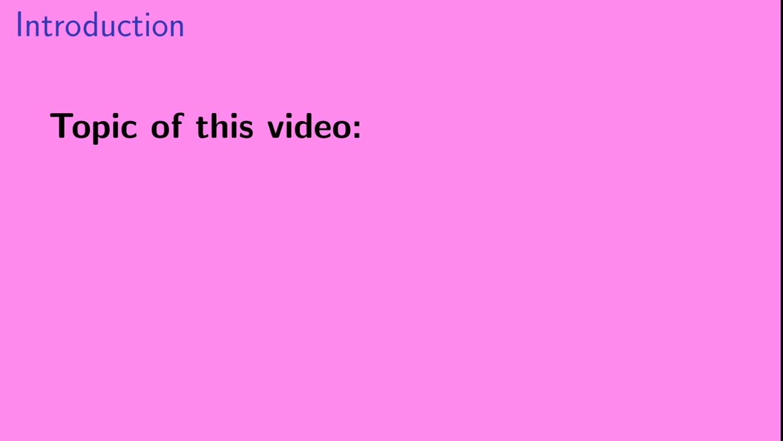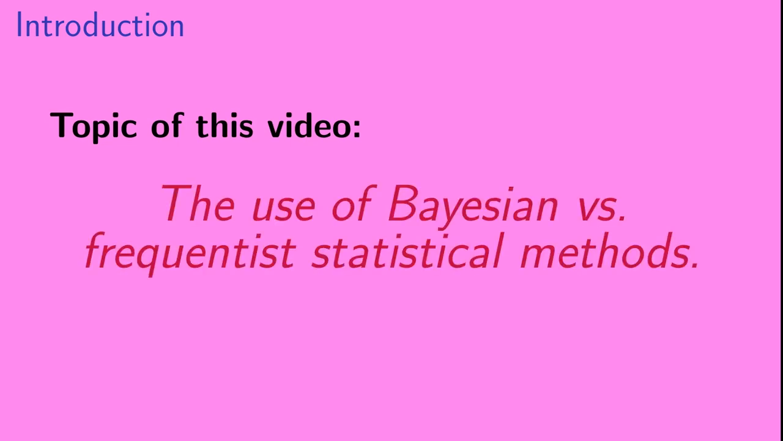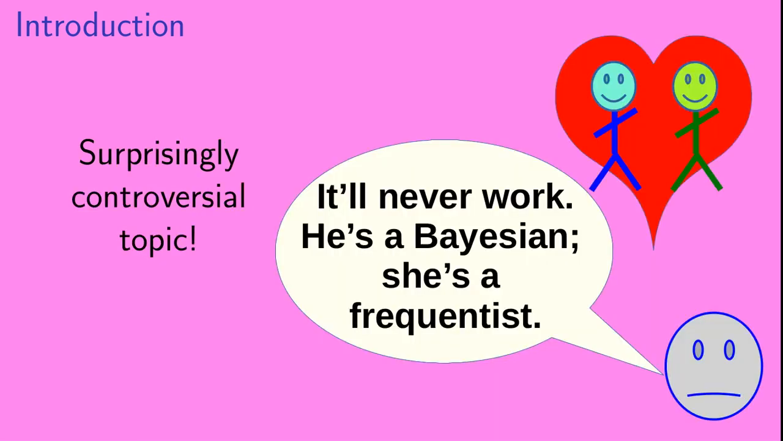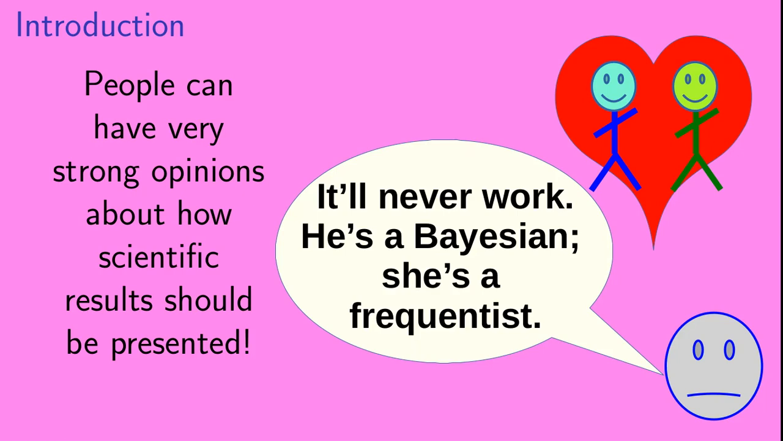Okay, so the topic of this video is the use of Bayesian versus frequentist statistical methods in the reporting of scientific results. That might not sound so exciting, but don't go just yet. It's a surprisingly controversial topic, and people can have very strong opinions about how scientific results should be presented.